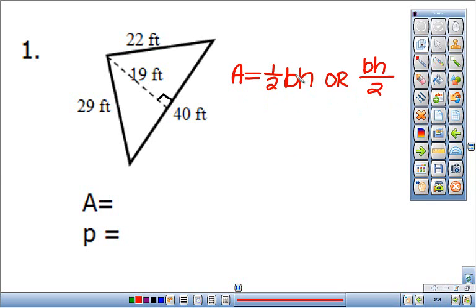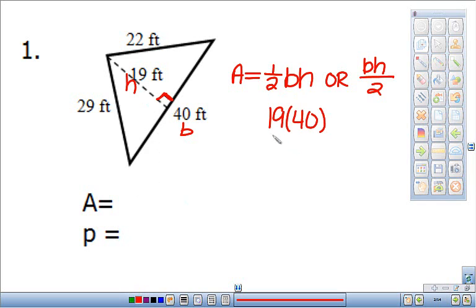Okay, but you do need to remember base and height meet at a 90-degree angle. Any of the three sides of your triangle can be your base, but since this is drawn at a 90-degree angle right here, they're counting this as the base, which makes this the height. Okay, so when we plug that in, we'll have 19 times 40 divided by 2, or times 1/2. However you want to do that.